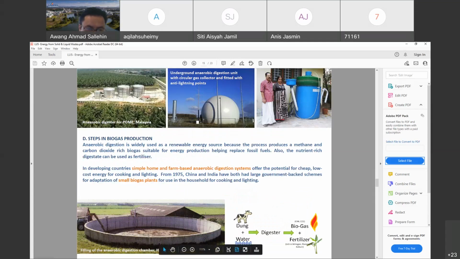You get to see the anaerobic digester for palm oil mill effluent, which is available in our country. In most oil palm plantations, they have this anaerobic digester. This is the underground anaerobic digester unit with the circular gas collector and fitted power point. And then this is something simple available at home. And this is the filling of the anaerobic digester in Holland.